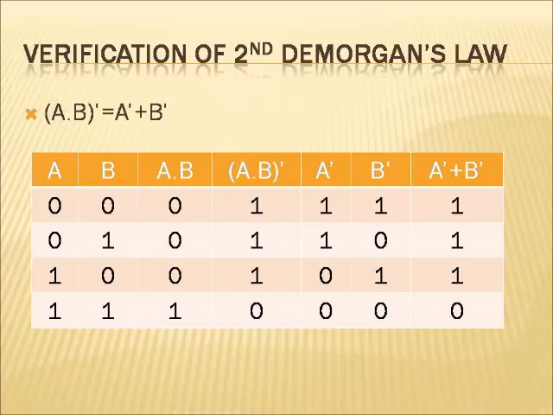And next one is the verification of the second De Morgan's law. So we have (A · B) the whole bar is equal to A bar + B bar. The same I have used the truth table method to verify. So you can see that we have verified the second De Morgan's law, that is (A · B) the whole bar is equal to A bar + B bar.